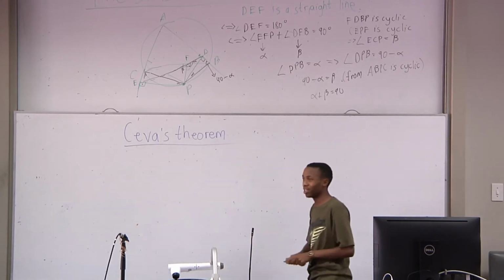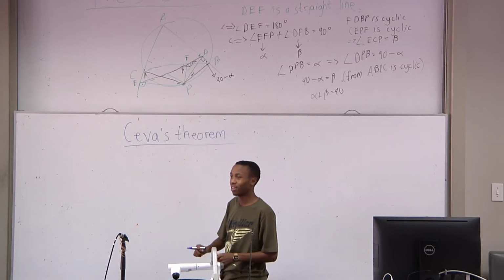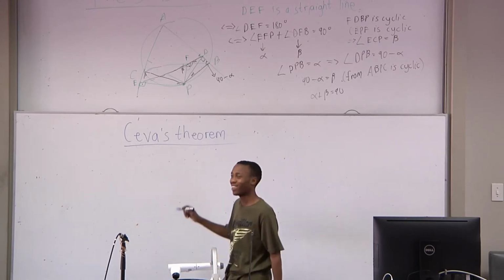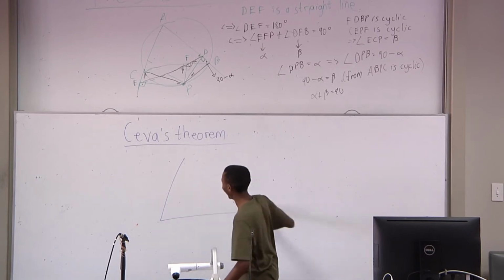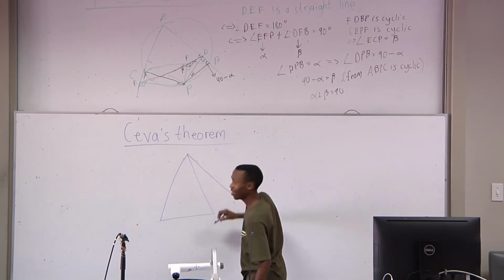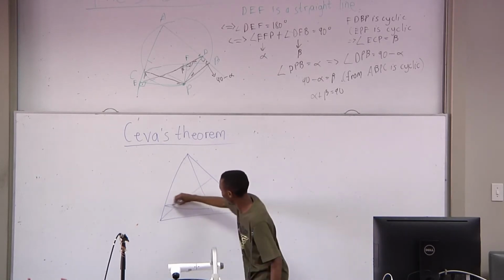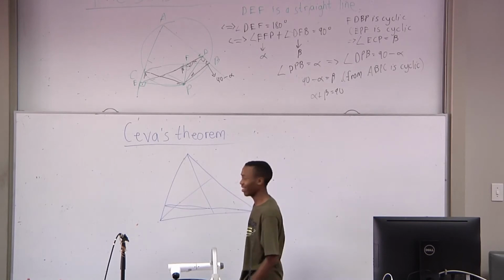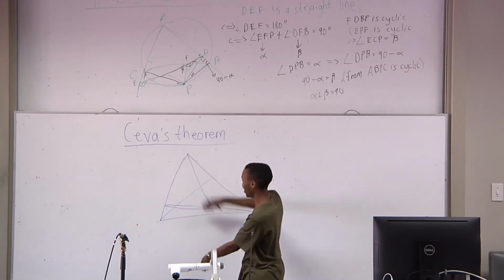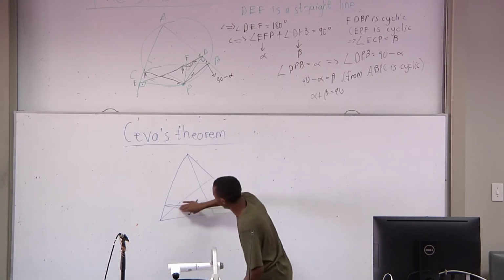So I did mention this earlier, does anyone remember what it says? Yeah, Amara. When you draw three cevians and label it, three concurrent cevians, okay.